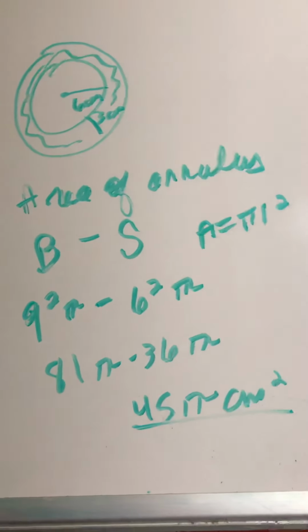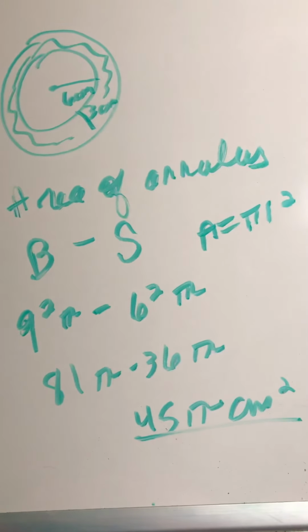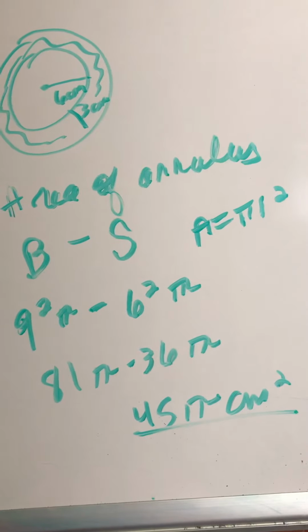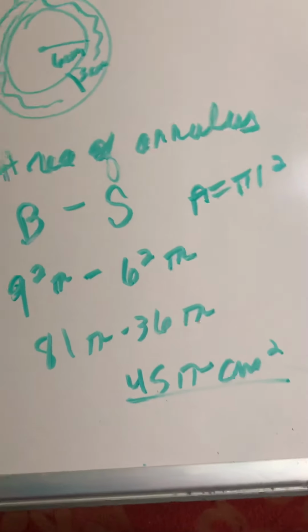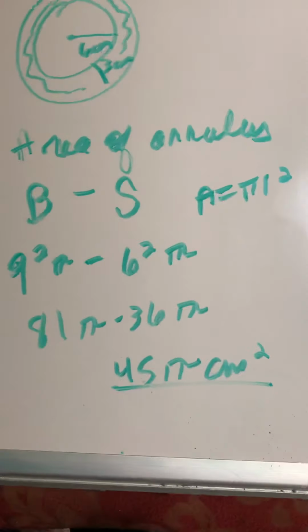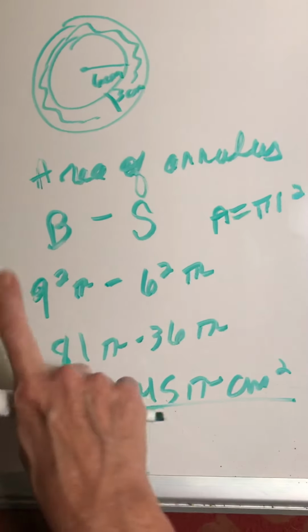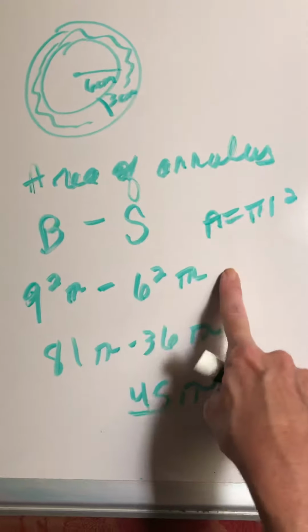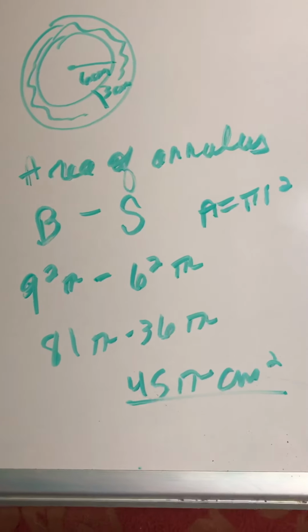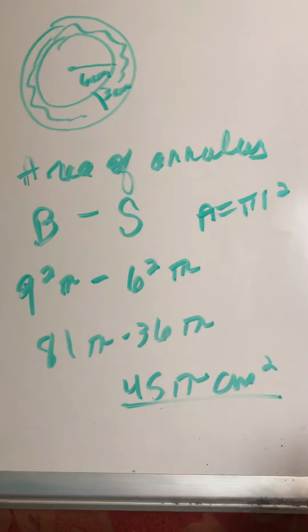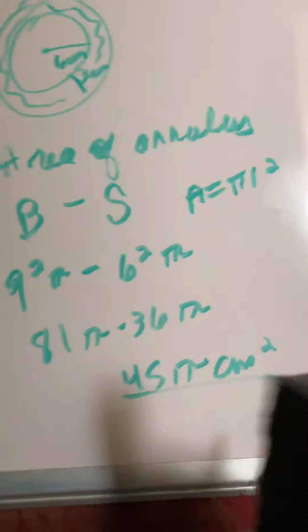Okay. Now, I was just looking back at the book, and okay, no, it's right. They just did it way long, and you don't have to. Just find the area of the big one in terms of pi, find the area of the little one in terms of pi, 45 pi centimeters squared, and you subtract them every time. That's how you find the area of the annulus.